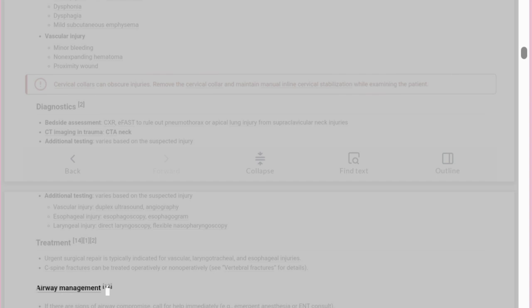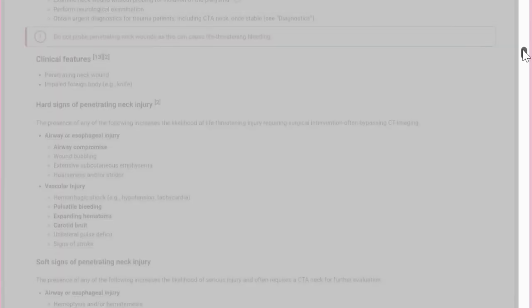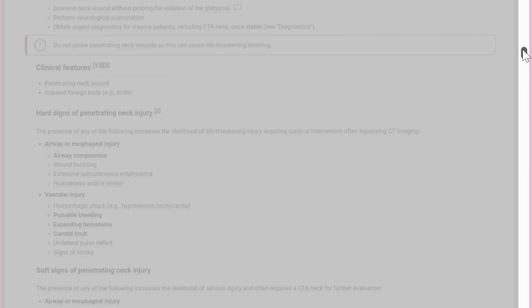Airway management. Assess for hard signs of penetrating neck injury requiring emergency surgery. In the secondary survey, examine the neck wound without probing for violation of the platysma. Perform a neurological examination. Obtain urgent diagnostics for trauma patients, including CTA neck, once stable. Do not probe penetrating neck wounds as this can cause life-threatening bleeding.